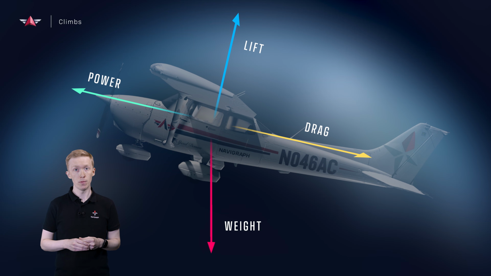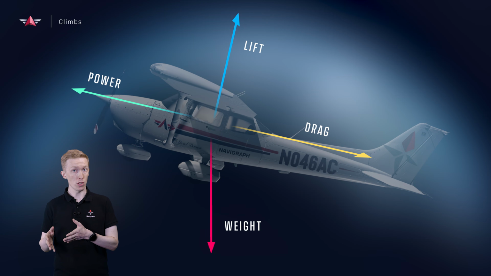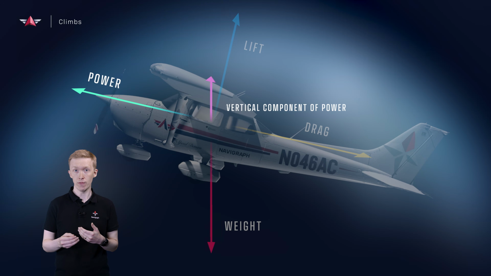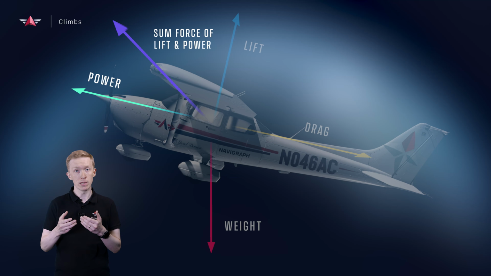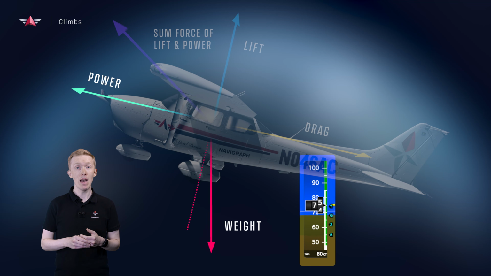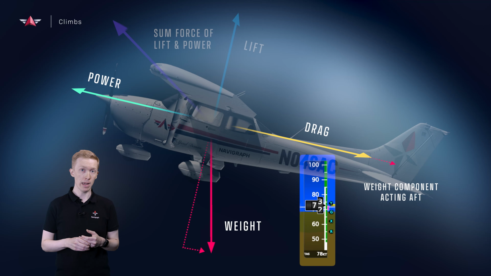As the nose points up, the balance of forces changes. Lift, drag and power follow the climbing path of the aircraft, whereas weight does not. This means that some of the propeller thrust is now acting opposite of the force of gravity. This vertical component of power is working to pull the aircraft to a higher altitude. Lift and power are now acting together to counter the weight of the airplane and to pull it to a higher altitude. However, since some of the weight is now acting afterwards in the same direction as the drag, we find that the airspeed starts to decay.